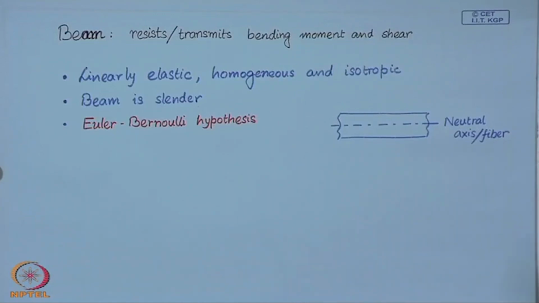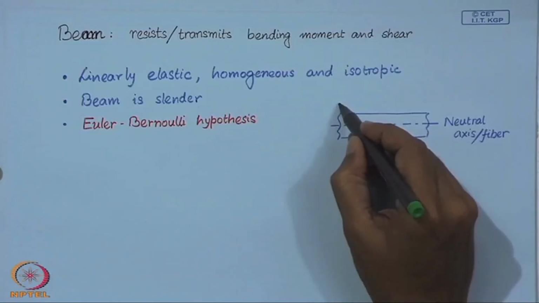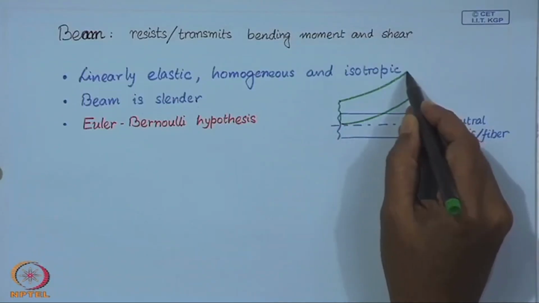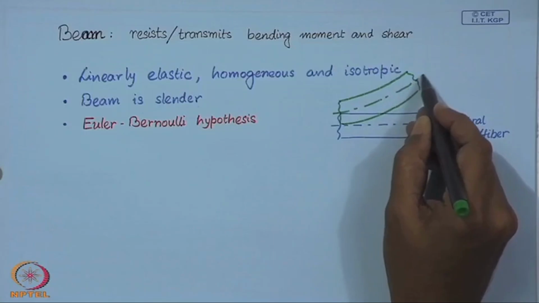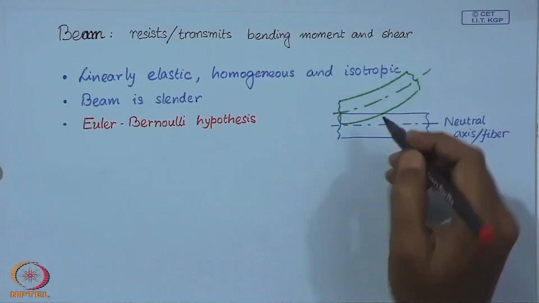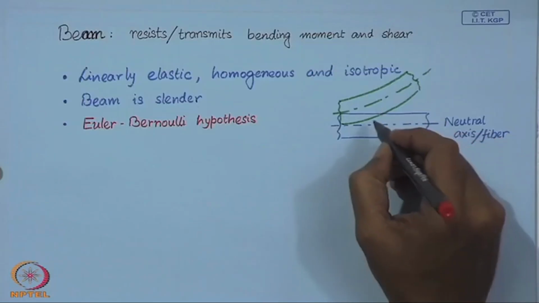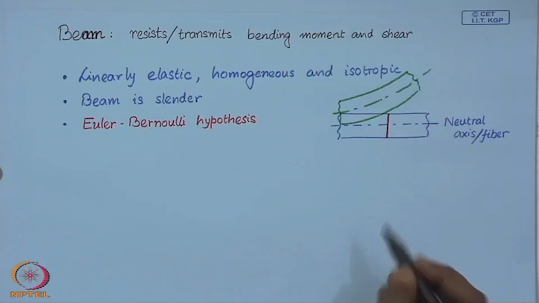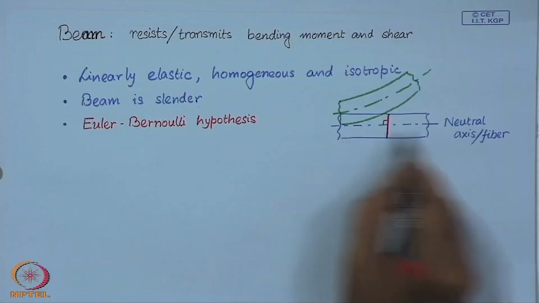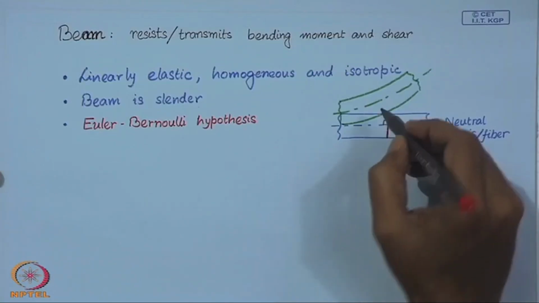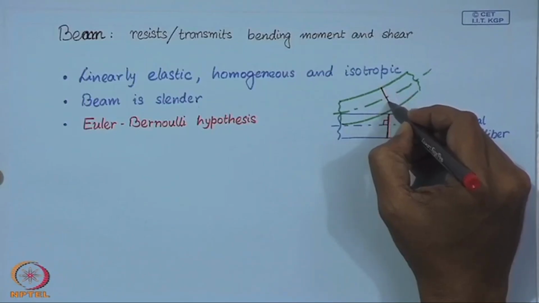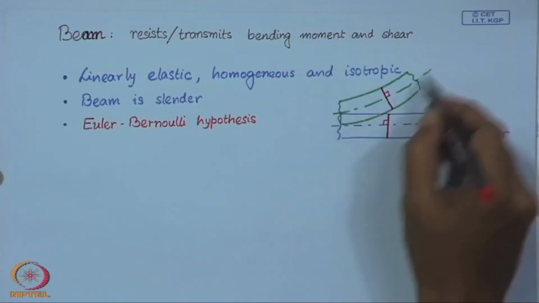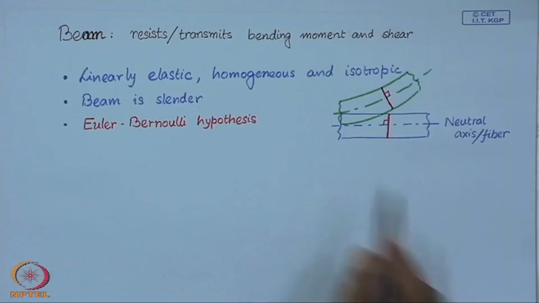When this beam deflects, it takes up a shape something like this. If you take a plane section of this beam before deflection, which is perpendicular to this neutral fiber or neutral axis, then in the deformed configuration this section remains plane and remains perpendicular to the deformed neutral axis. So, this is the Euler-Bernoulli hypothesis.